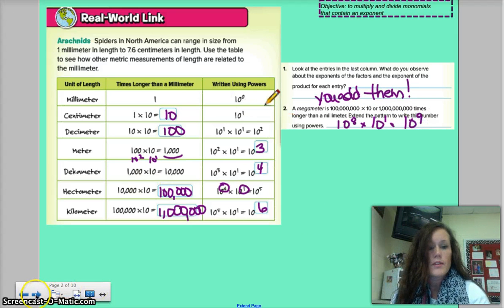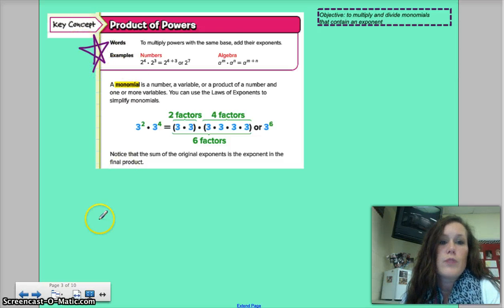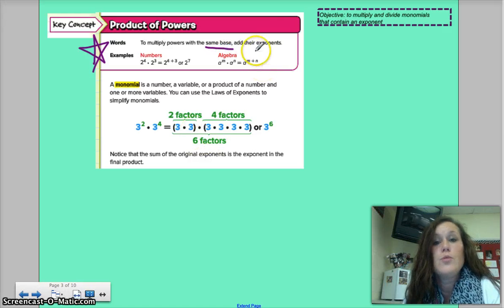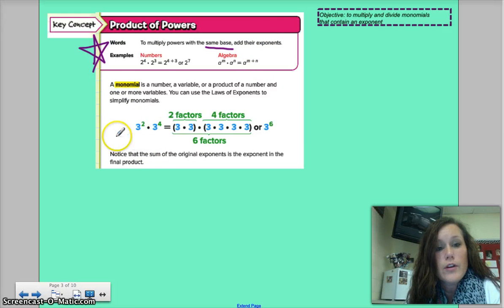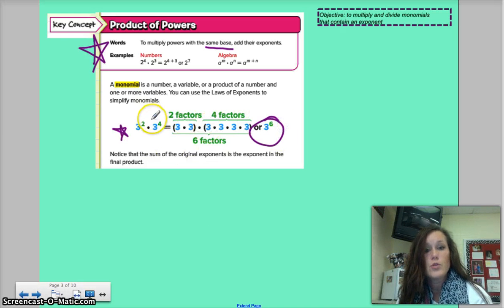All right, let's look at this in depth. Product of powers. Here's your rule right here. To multiply powers with the same base, again, they have to have the same base, you add their exponents. If you look at this right here, 3 squared times 3 to the fourth, that's 3 times 3, and then this one would be 3 times 3 times 3 times 3. So we have 6 3's all together being multiplied. So that's represented with 3 to the 6th. So you literally can add this plus this to get that.